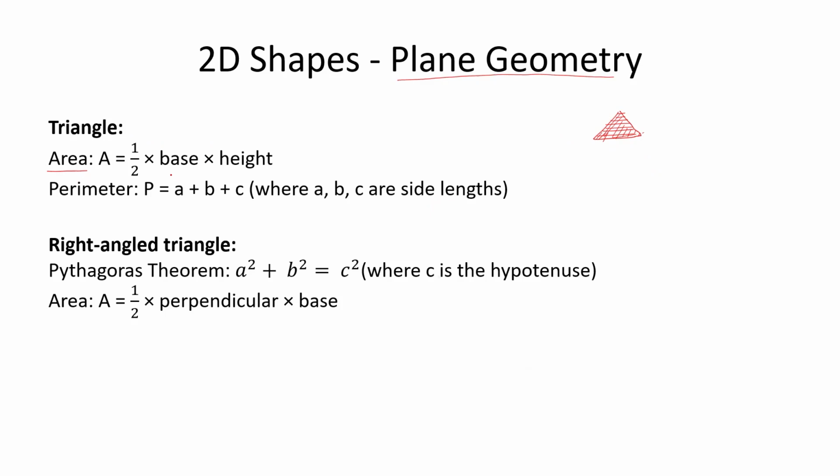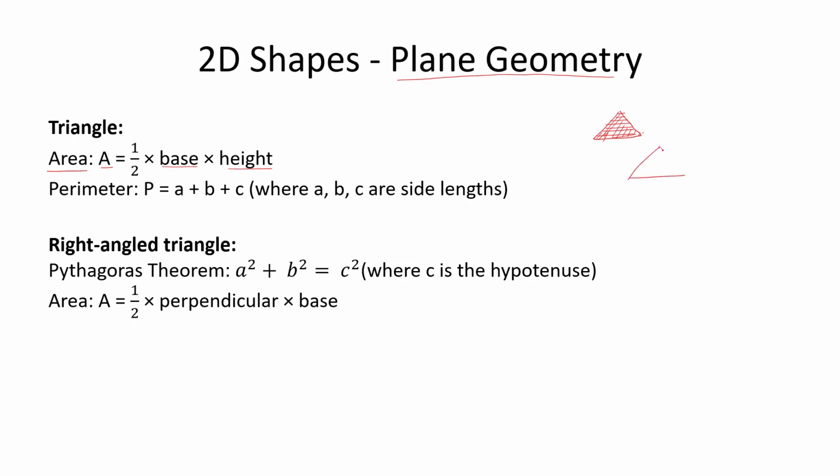Now, how to calculate it? Area, we generally denote it by capital A. So area, capital A, is equal to, area of a triangle is equal to 1 by 2 into base into height. Now, first thing you have to understand or you should be knowing is what is base and what is height in a triangle.